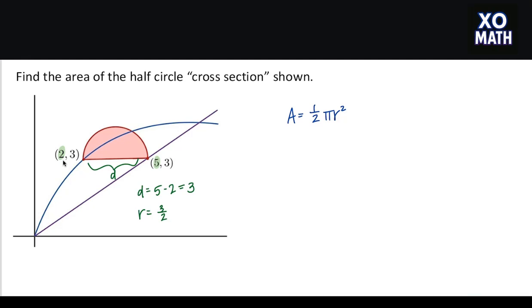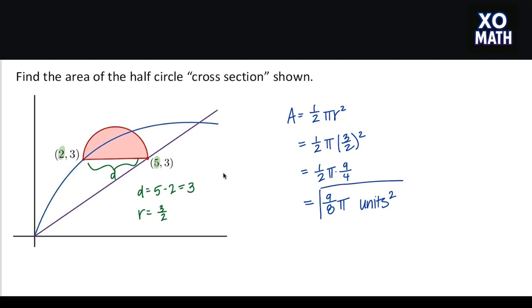And then we'll come back over here to our area formula and plug that in. 1/2 pi times 3/2 squared. So 1/2 pi times 9/4. If I square the numerator and denominator, I end up with 9/8 pi. Now there are no units attached, but we do want to make sure that we understand that the units of area would be units squared. So 9/8 pi units squared for area.